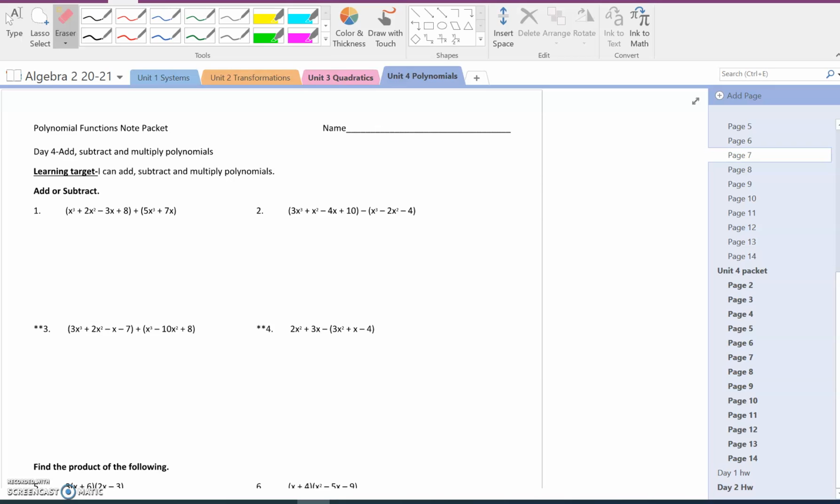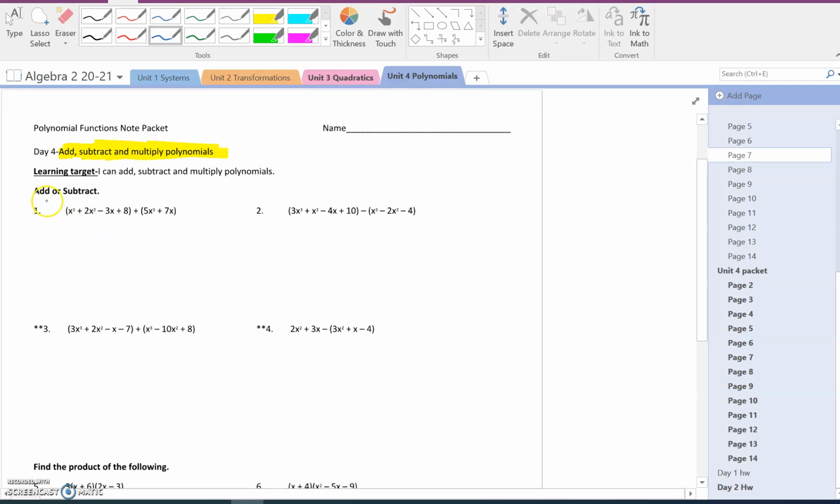We're going to talk today about polynomials still, but add, subtract, and multiply polynomials, all of which we think as an Algebra 2 team that you've covered in Algebra 1. So this is a Wednesday 25-minute class, so let's get on with it.